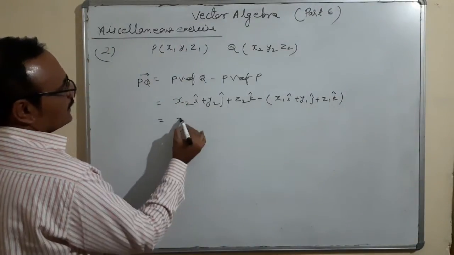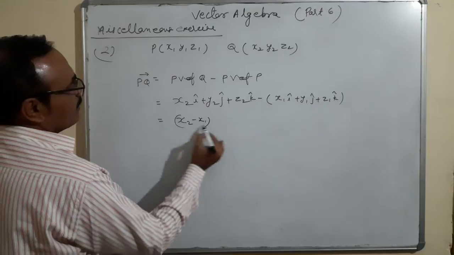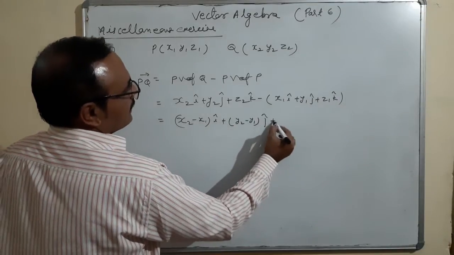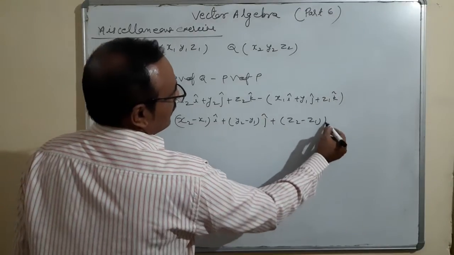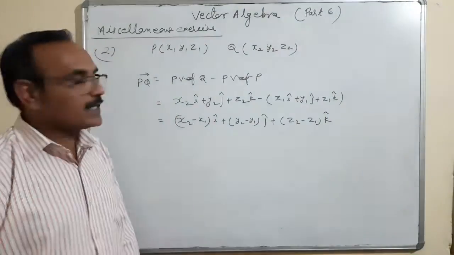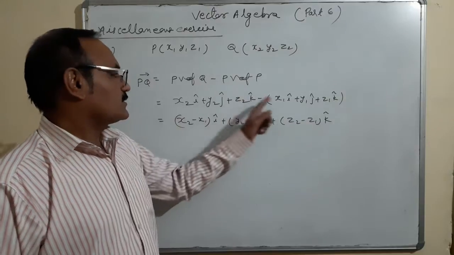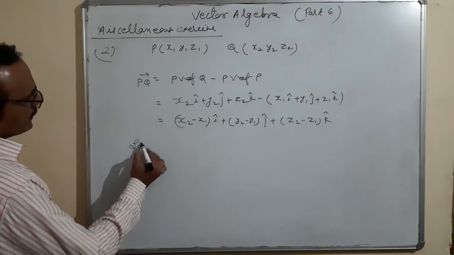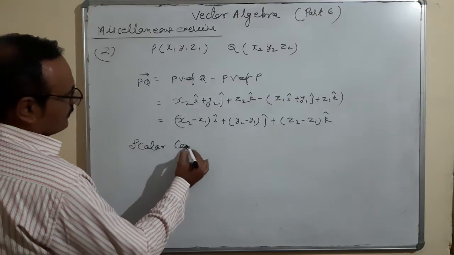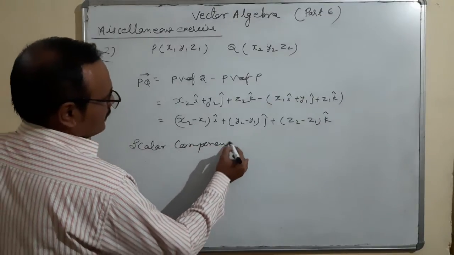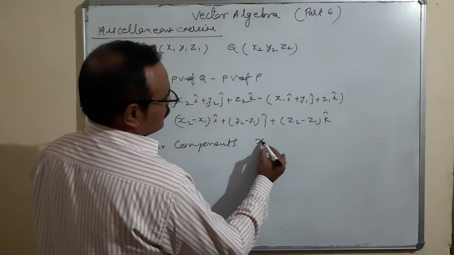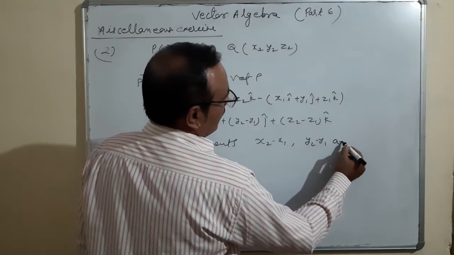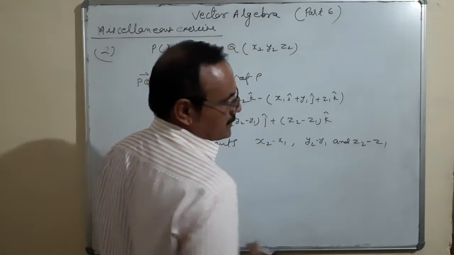So it is coming (x2 minus x1) i plus (y2 minus y1) j plus (z2 minus z1) k. I hope it is clear because you have completed this vector chapter. Taking the coefficients of i, j and k, the scalar components are x2 minus x1, y2 minus y1 and z2 minus z1.